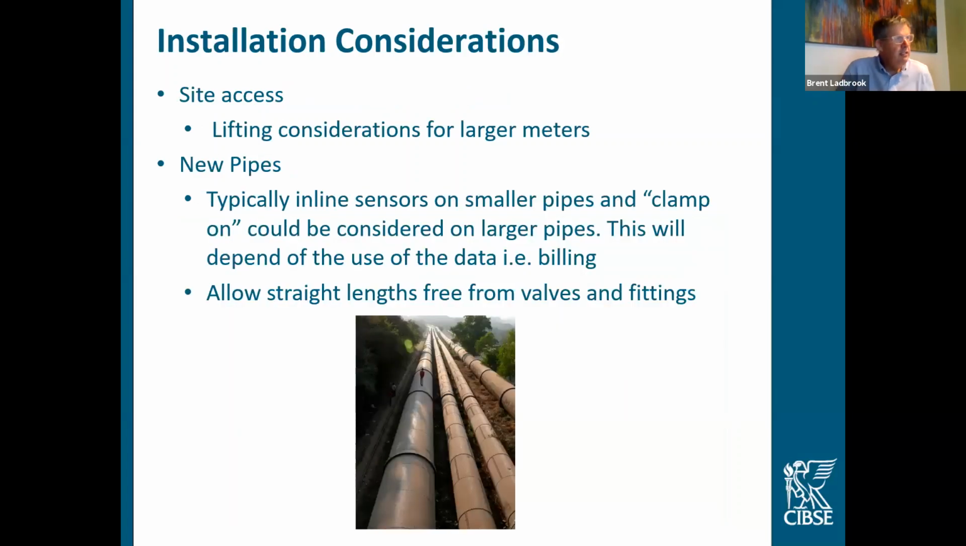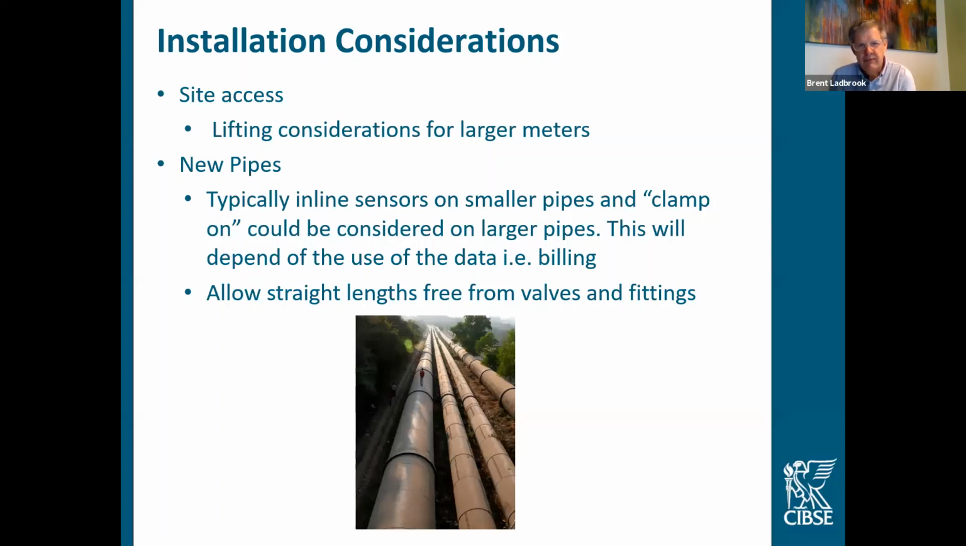Okay, installation considerations. For existing sites, I guess lifting considerations for larger meters, or for any site access: how big is it? How do we get it into location? Do we need a work platform, some kind of force system? For new pipes though, typically inline sensors are used because they're generally cheaper than a clamp-on sensor, but for larger pipes, still worth considering a clamp-on sensor for even new installations.